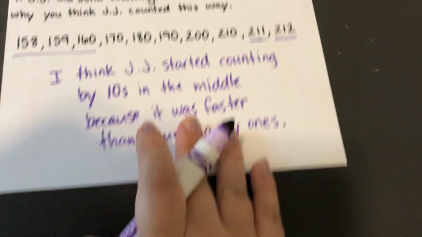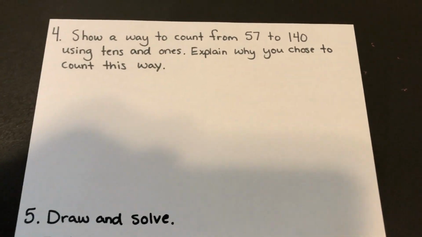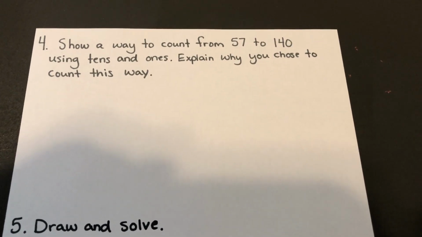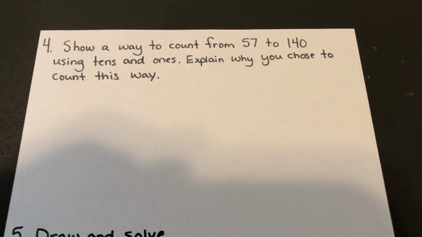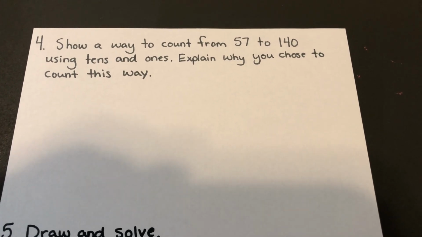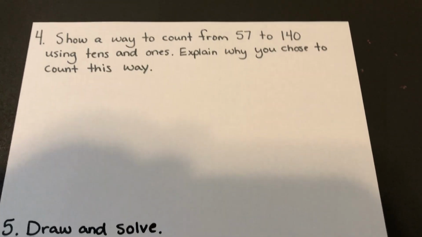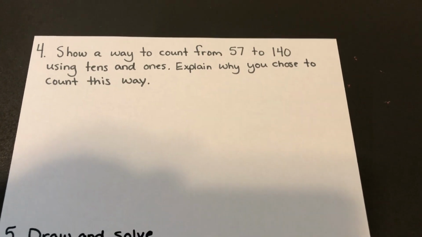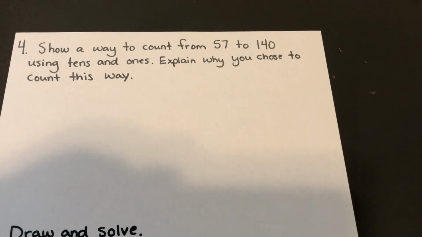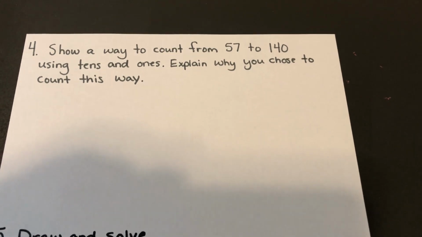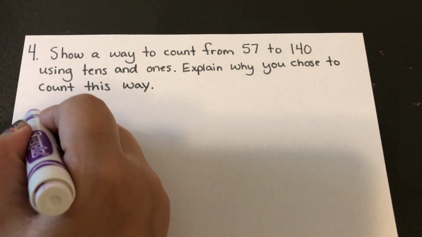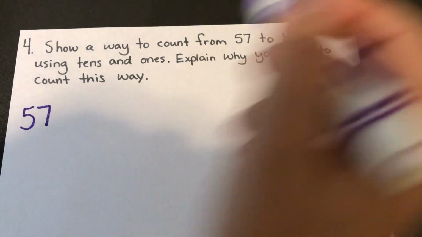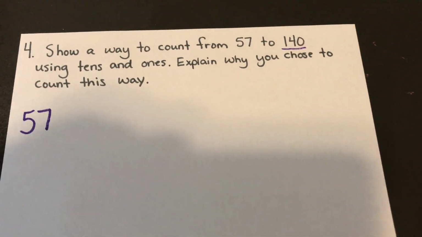All right, looking at the second page. Number 4 says to show a way to count from 57 to 140 using tens and ones. Explain why you chose to count this way. So this is actually kind of similar to the last question, but now you're going to do the counting yourself. So it says I want to start at 57, and I want to stop when I get to 140.